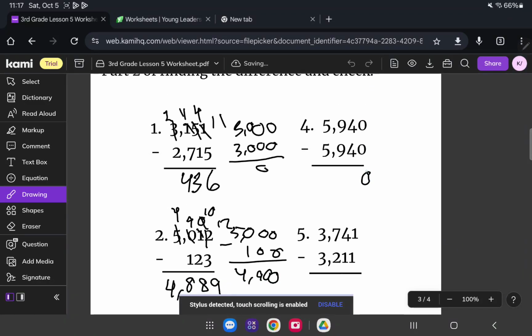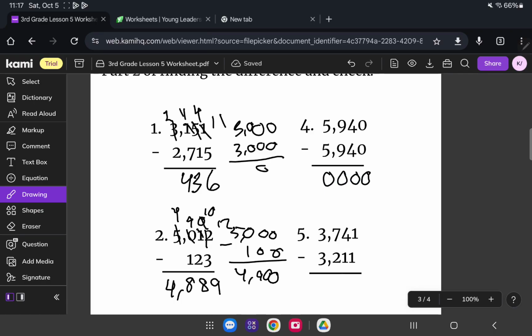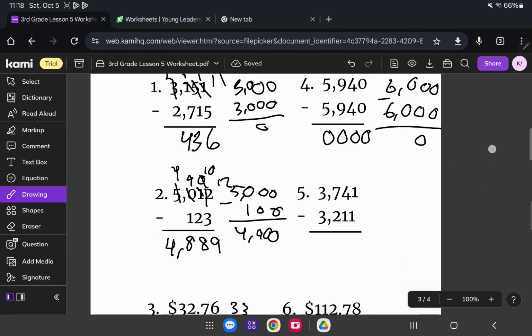0 minus 0 is 0. 4 minus 4 is 0. 9 minus 9 is 0. And then 5 minus 5 is 0. And then we round this up. We also round this one up to 6,000. And that gives us 0.